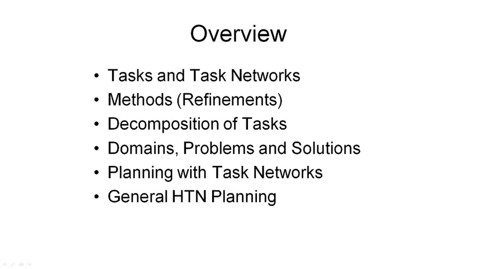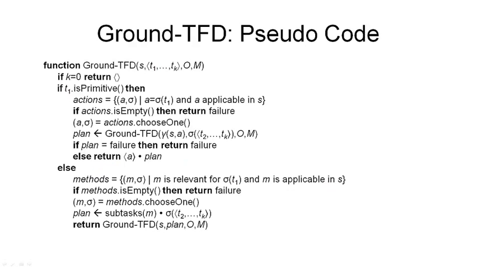Now that you understand what it means for a plan to be a solution to an STN planning problem, we can turn to the algorithm that finds these solutions. So we will now look at the planning procedures that refine task networks until we have solutions to our planning problems. And here is the pseudocode for the ground TFD procedure.